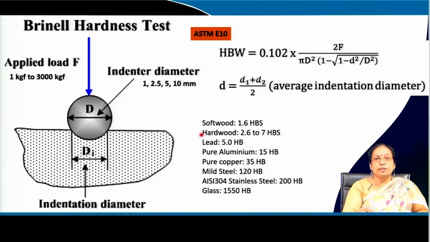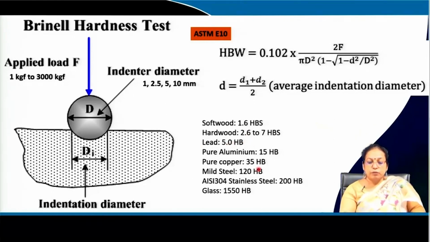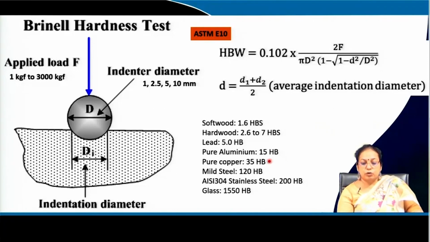So, if you quickly go through different materials and their hardness value under the Brinell hardness number, the hardness of softwood is 1.6 HBS, where S stands for steel indenter. Then hardwood has a Brinell hardness value of 2.6 to 7 HBS. Lead has 5 HB, pure aluminium 15 HB, pure copper 35 HB, then mild steel 120 HB, 304 stainless steel 200 HB, and glass 1550 HB.